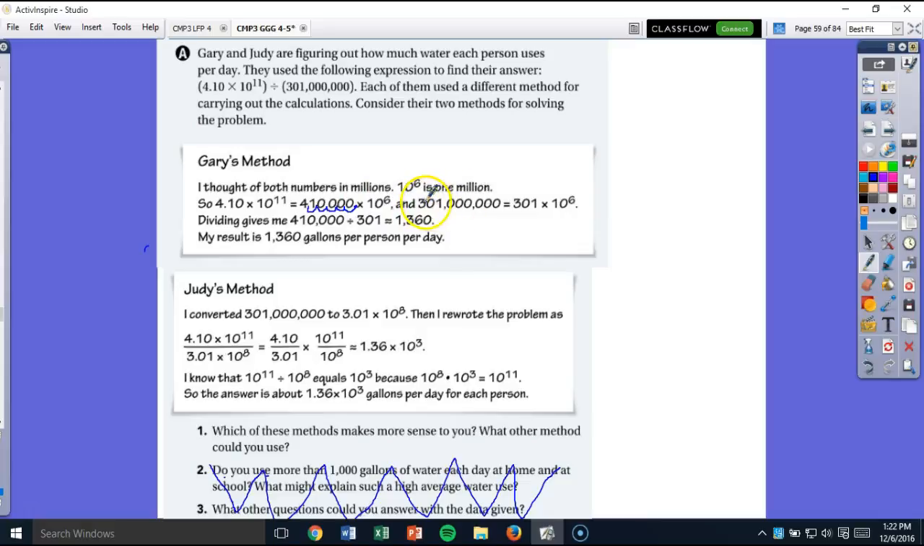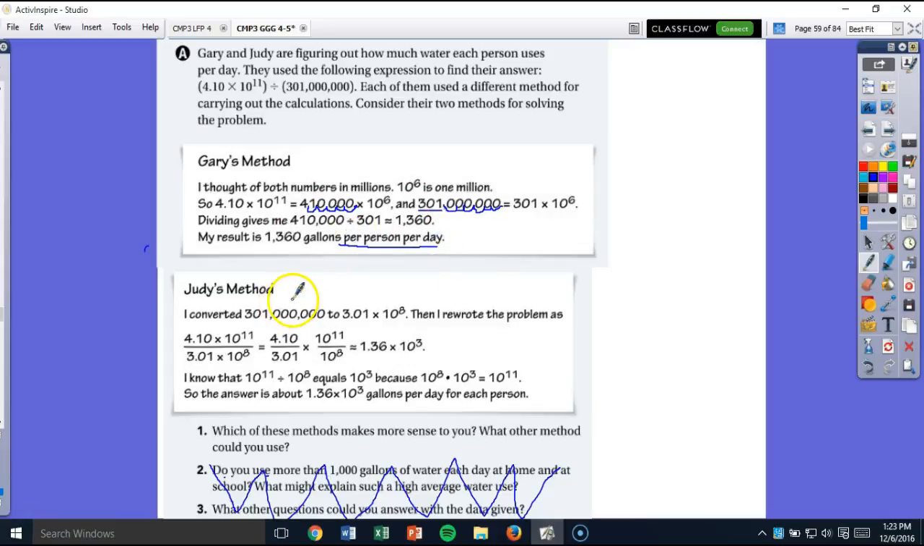And how he changed 301 million to 301 times 10 to the 6th is he started here, 1, 2, 3, 4, 5, 6. So he was left with 301, which gives you your 301 times 10 to the 6th. And then he wanted to divide, because we're taking the total amount that was used, the 4.1 times 10 to the 11th, and we're dividing it by 301 million people. If you go ahead and do the math here, that will give you 1,360 gallons per person per day.